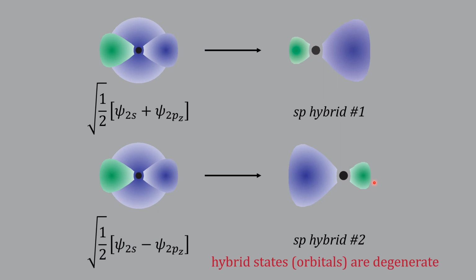And these are also equal in energy. So just like the p states or all the d states, they might have different orientations, but in this case, these have the exact same shape. They're just oriented in a different way.